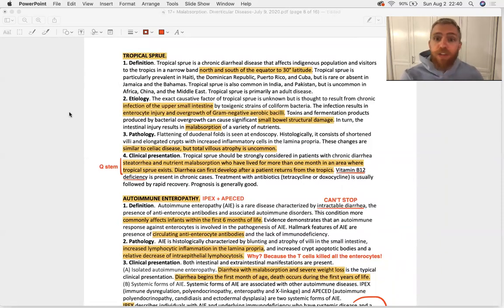So travelers and indigenous natives of this stretch of the globe are prone to get tropical sprue, which is an infection of the upper small intestine, producing enterocyte injury and overgrowth of gram-negative, I think that should say anaerobic bacilli. Might be aerobic, I don't know. I'll Google it and report back. So then the bacteria produce toxins which snowball small bowel damage and result in malabsorption.